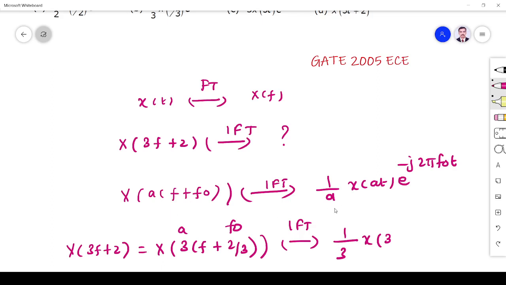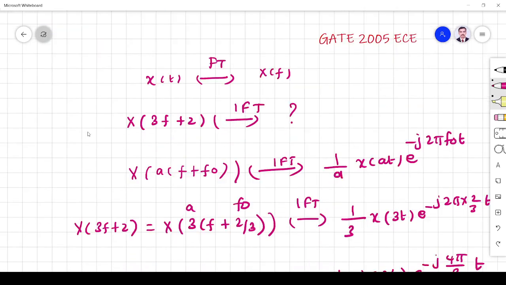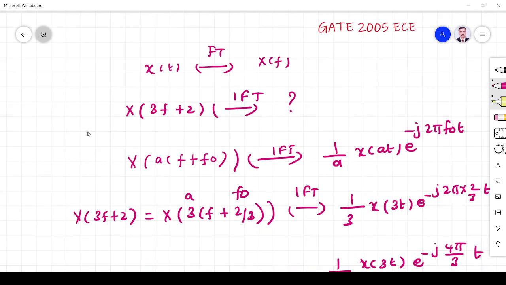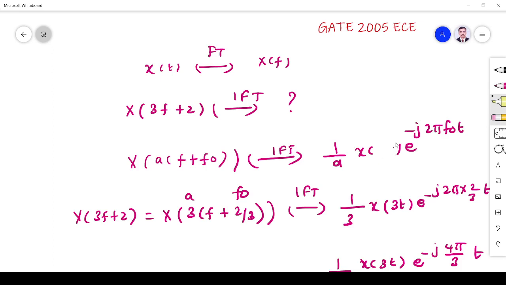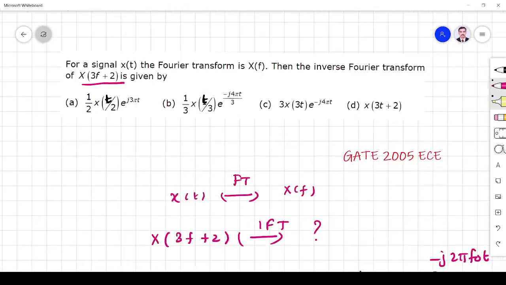So x of 3t, then e power minus j 2 pi f naught, where f naught is 2 by 3, times t. So what will happen? 1 by 3 x of 3t into e power minus j 4 pi by 3 t. So let us see the answer. A is 1 by 3 x of t, x of a t. Sorry, it is t by a, not a t. So it is x of t by a, so it is t by 3. So 1 by 3 x of t by 3 e power minus j 4 pi t by 3. So the answer is option B.